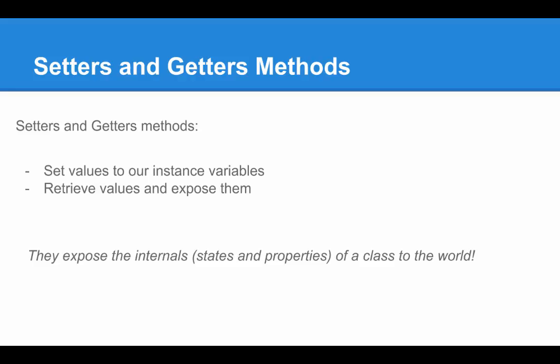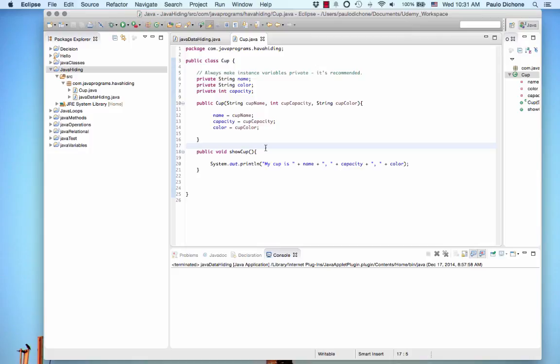The one thing that you absolutely have to take away from this presentation is that setters and getters expose the internals, so the states and properties of a class, to other classes. Alright, let's go ahead and take a look at some code. We're going to open up our Java hiding project and continue working on that project. So we use setters to set values to our instance variables and getters to get those values and then expose them to other classes to use.